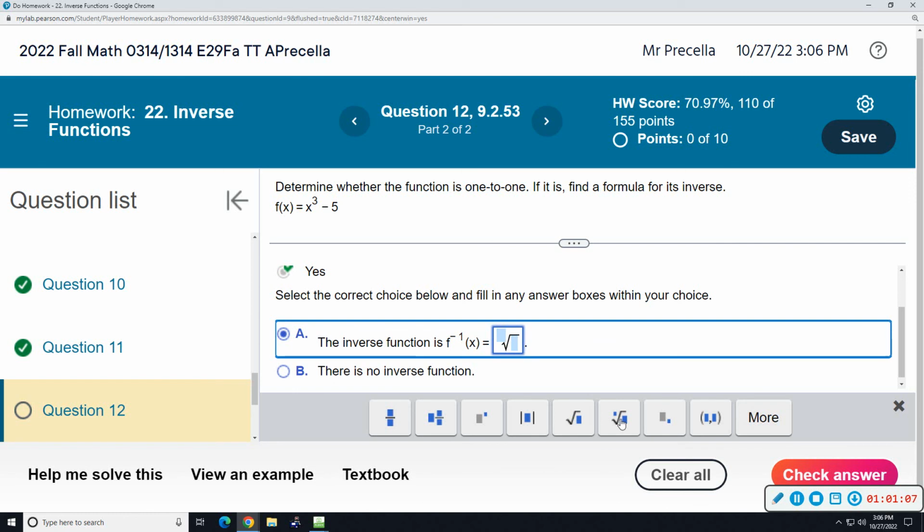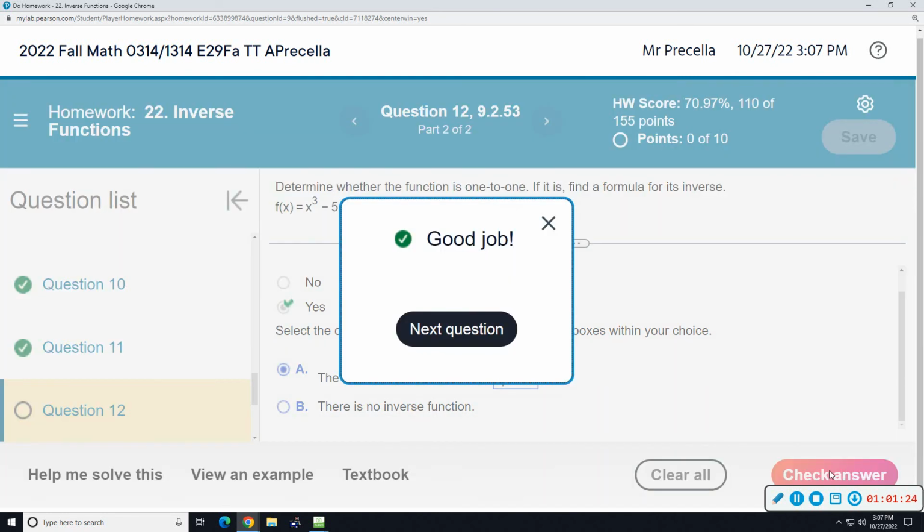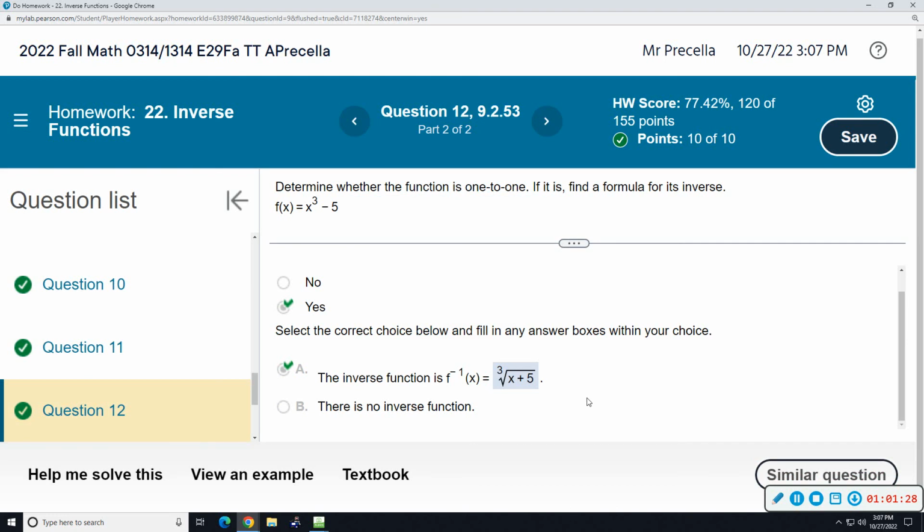And notice the first thing you have to do is type that little index. What are we going to type up there? Well, a 3 because it's a cube root. And what have we got underneath the radical? X plus 5. Any questions there?